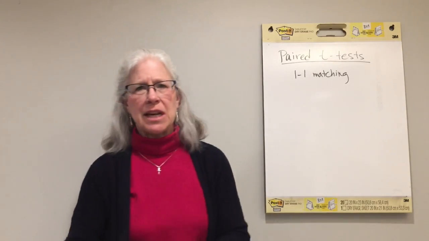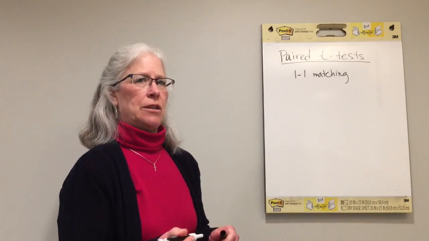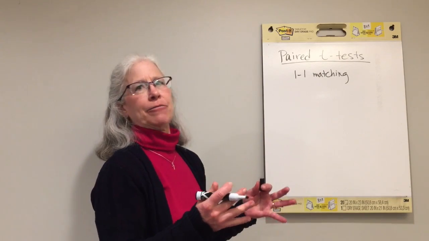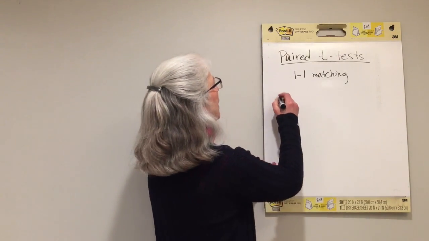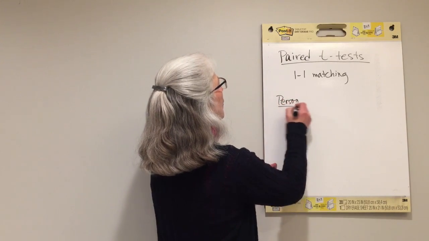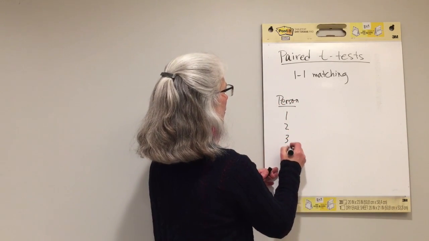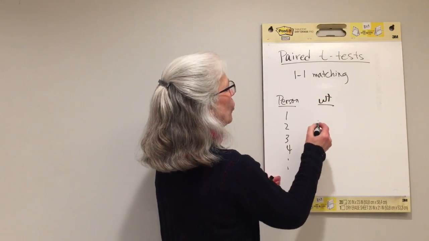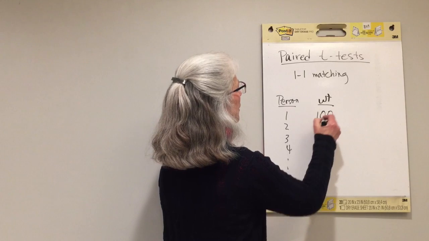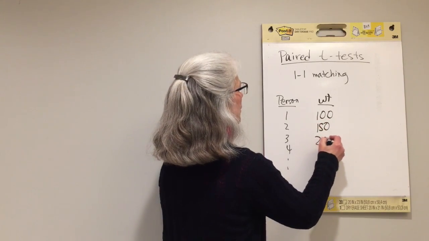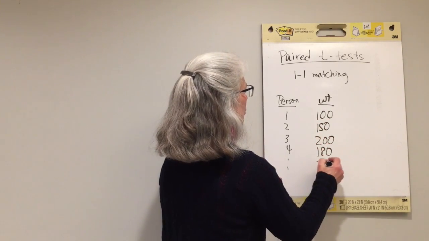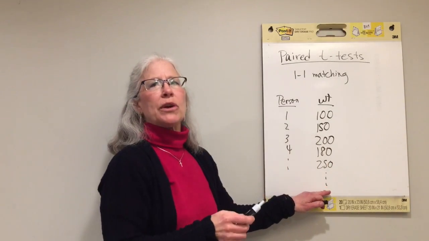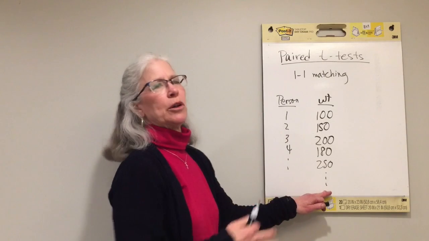So with the paired t-test, we are looking at the difference between pairs. So let's think about, say, a diet. If we have a group of people, and we measure their weight at time 1, so 100, 150, 200, 180, 250, and so on. If we were analyzing this right here, we'd use a one sample t-test. We're measuring one group of people once.